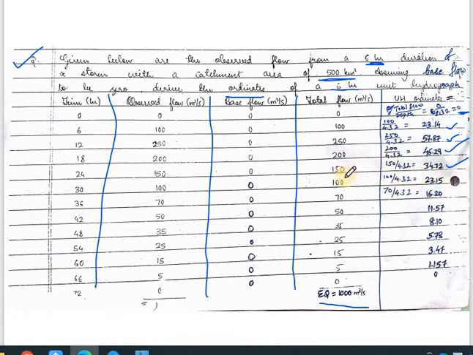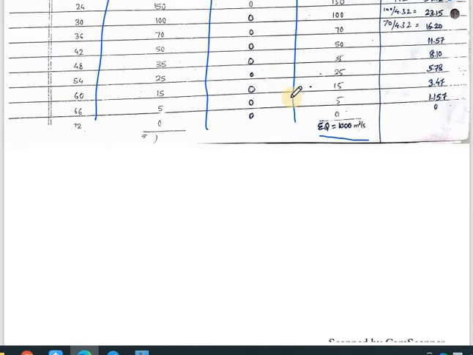You need to divide all these discharge values by what? 4.32, that is the depth of your rainfall. So it will give you the ordinates of that particular time. In this way you can calculate the ordinates of various points.